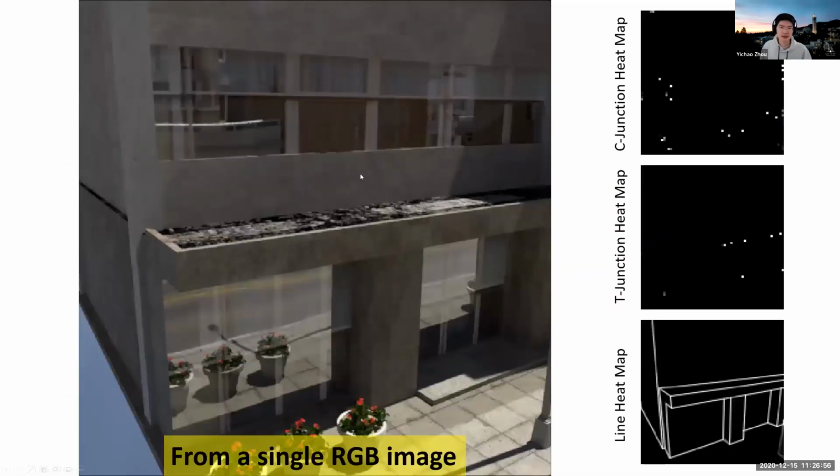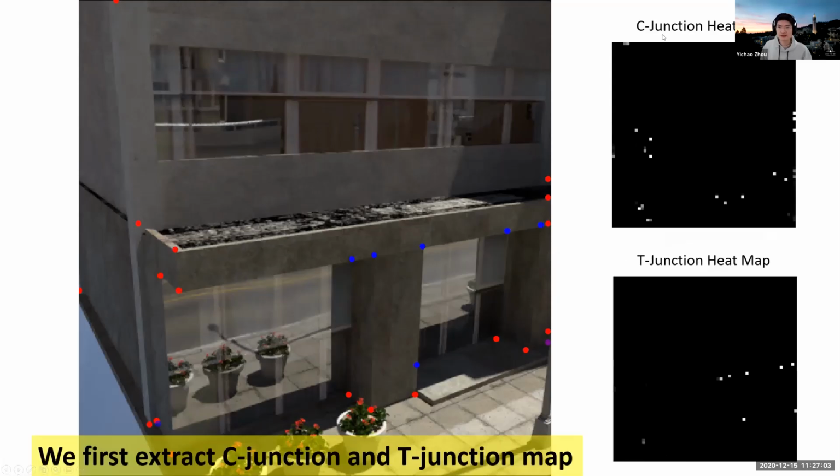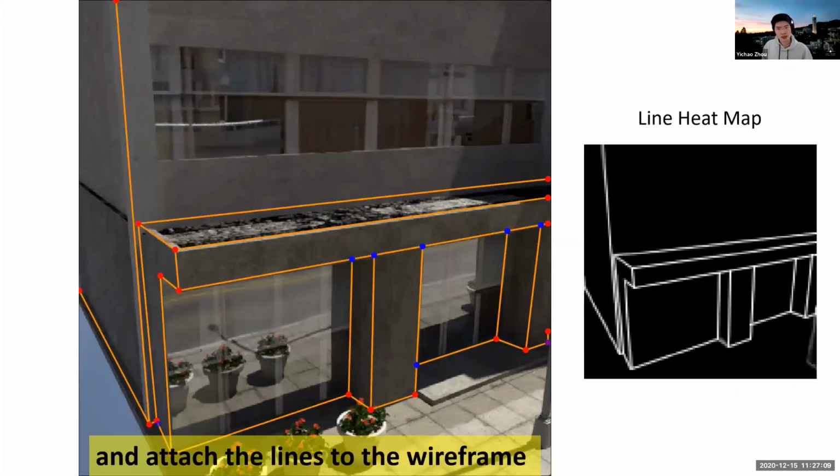Let's just see a demo. From a single image, we predict three heat maps. Then we vectorize the C junction heat map and the T junction heat map by just thresholding them. Next, we have a line heat map. From the line heat map, you can check whether there's a line connecting every pair of junctions. Then you can get a 2D wireframe.